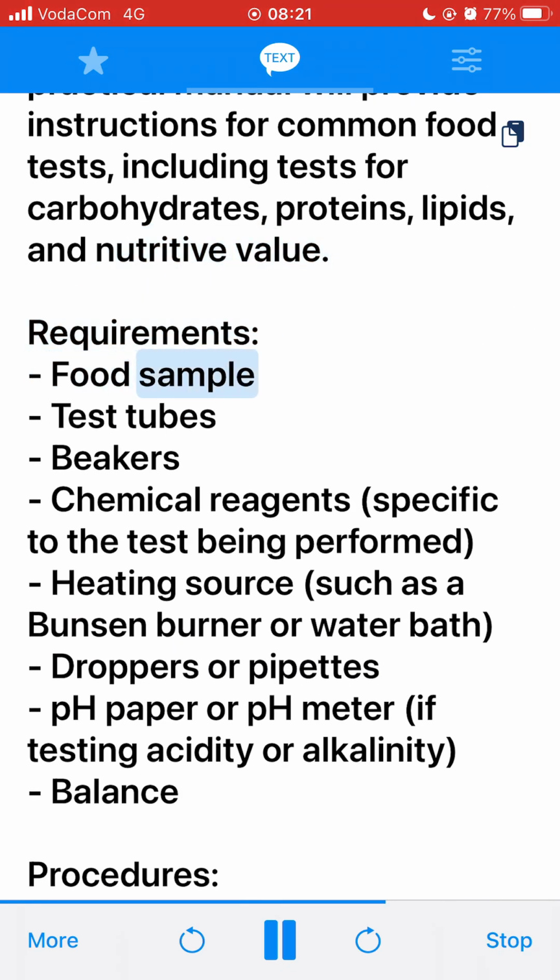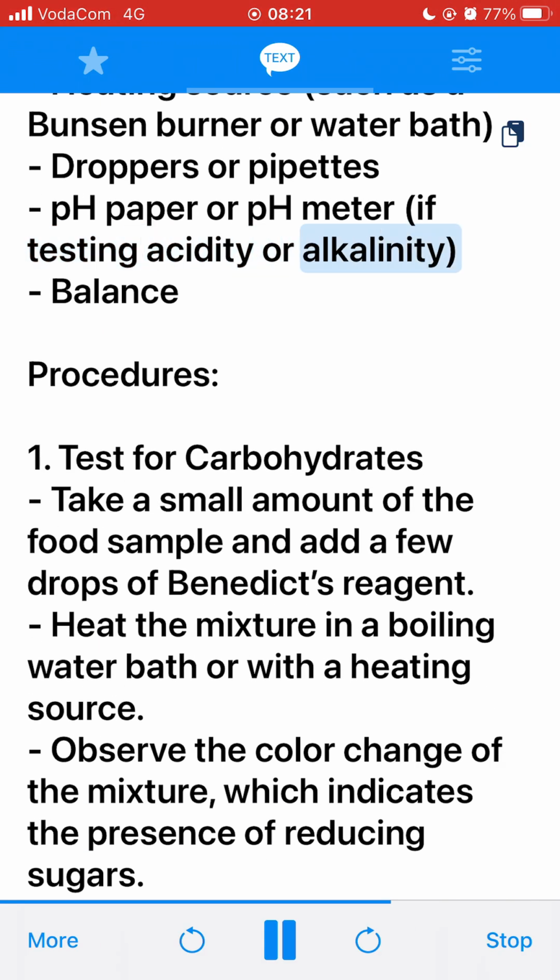Requirements. Food sample. Test tubes. Beakers. Chemical reagents specific to the test being performed. Heating source, such as a Bunsen burner or water bath. Droppers or pipettes. pH paper or pH meter, if testing acidity or alkalinity. Balance. Procedures. 1. Test for carbohydrates.